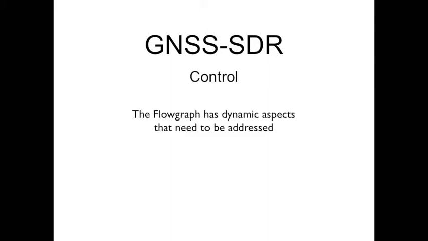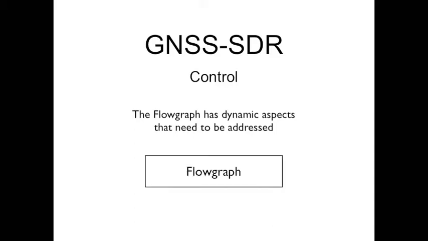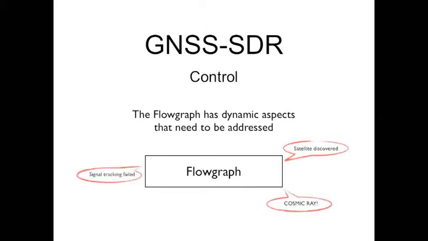Once the flow graph is built, it can be started and signal processing can begin. During running time, many things can occur. Satellites are discovered, signals are lost, channels get activated, etc. All these events, and many more we can't anticipate, will take place, and the flow graph will have to react to them in some way.